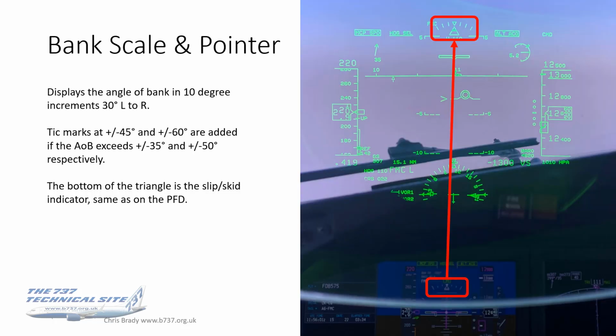The bank scale and pointers up there at the top central display shows the angle of bank in 10-degree increments from 30 left to right. Tick marks will be added at 45 and 60 if your angle of bank exceeds 35 and 50 degrees respectively. And the bottom of that triangle is the slip skid indicator, same as the one that you've got on the PFD.